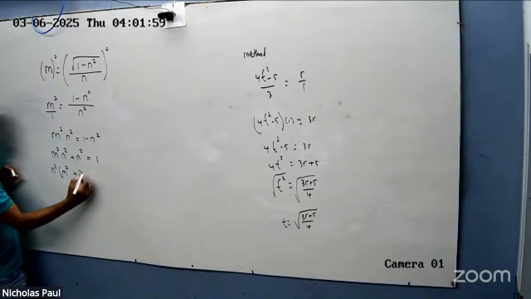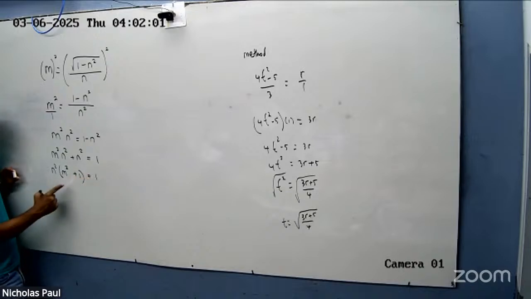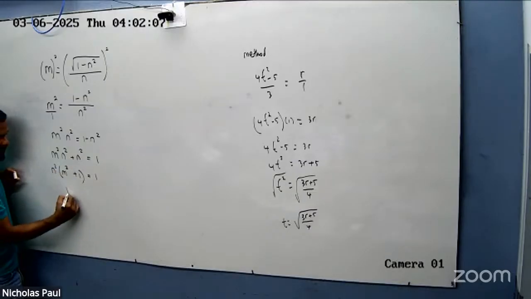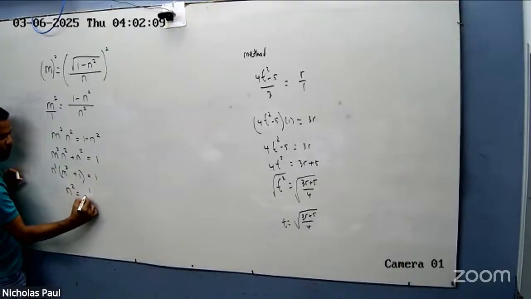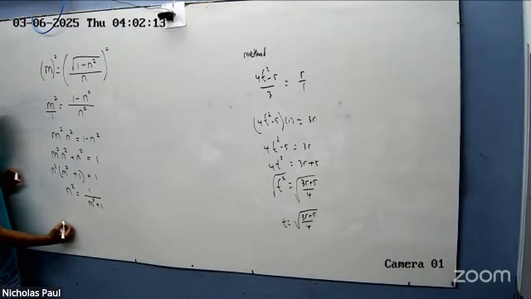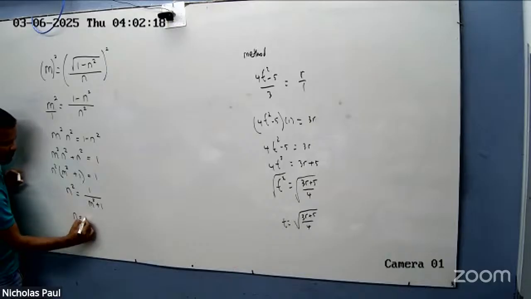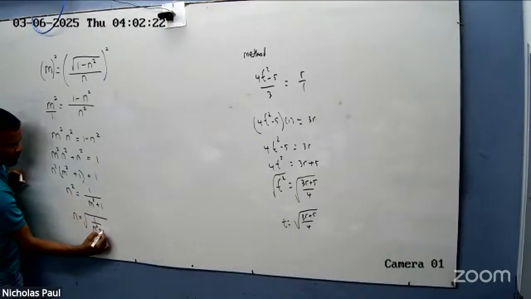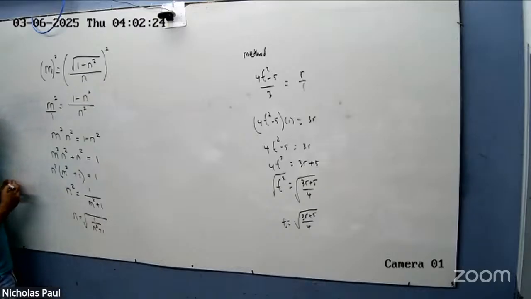Correct? Equal to 1. Now, can I get rid of this? This by itself, and it will have an n in it, right? So I'll get n squared is 1 over m squared plus 1. What's the last step? Square root. That's okay? You okay with that?